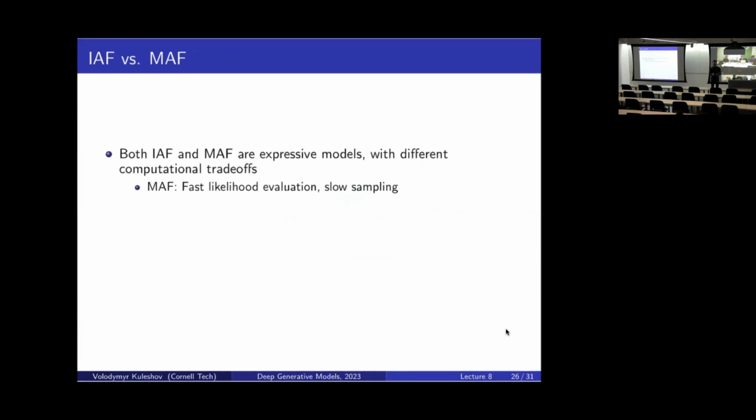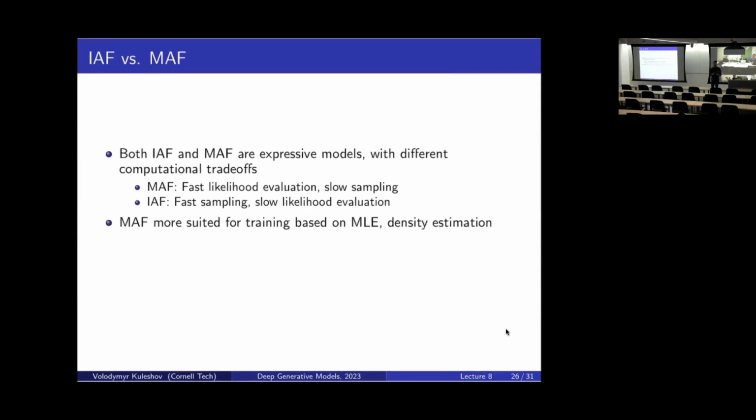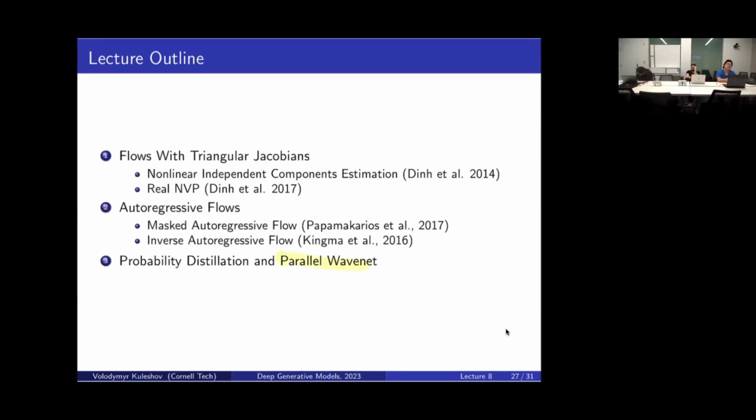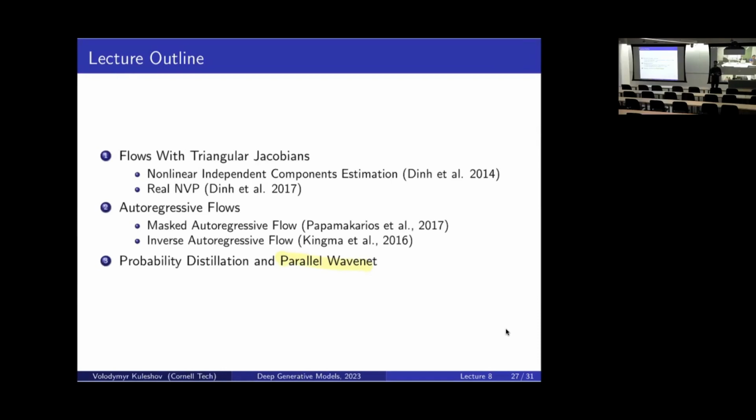Okay, so now we have seen these two models. MAF has fast likelihood but slow sampling, and IAF has fast sampling but slow likelihood. So MAF is better suited for training and for density estimation. IAF is better suited for sampling, in particular for real-time generation. Can we get the best of both worlds? That's what I want to talk about in the last 5 minutes, and it will give us an efficient algorithm for generating audio. This is actually an important advance in audio generation that I want to talk about.